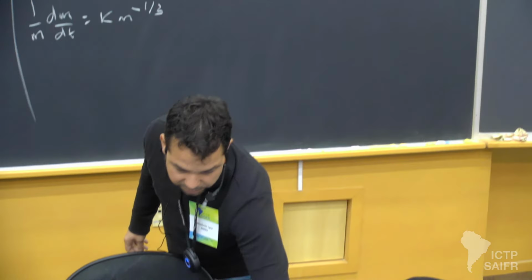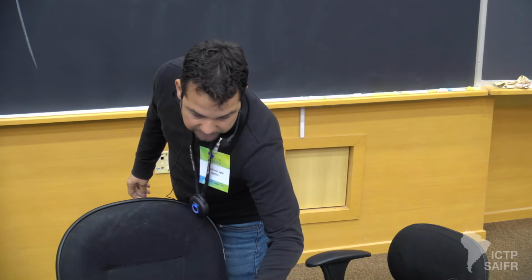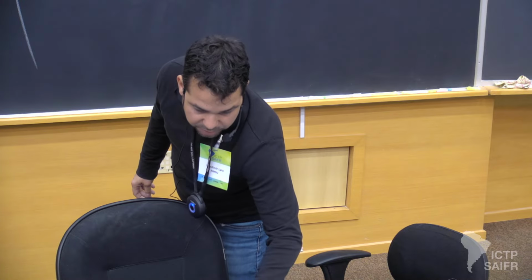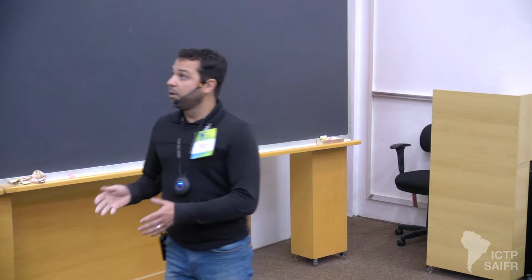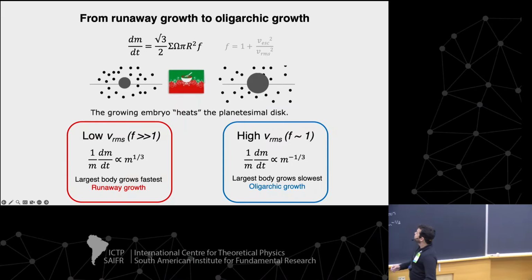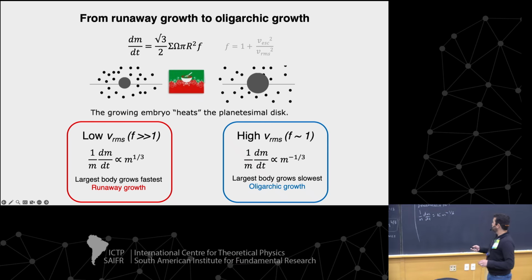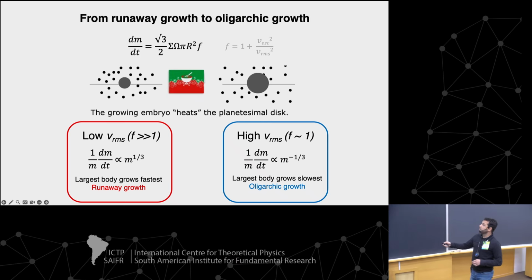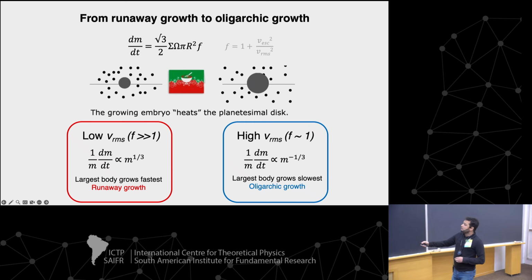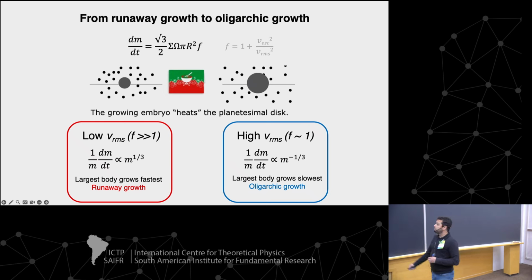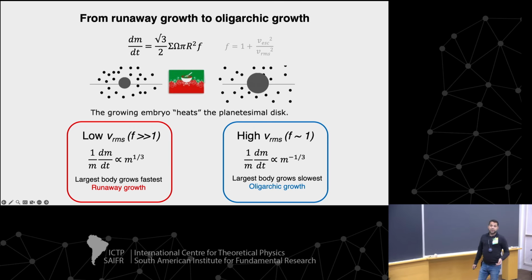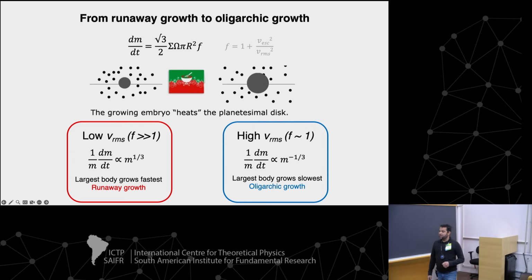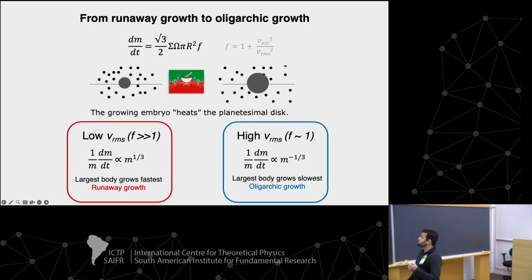So the situation here splits neatly into these two regimes. You have the regime of low RMS, which is for the dynamically cold. So that's this one here. The growth then is going to be proportional to the mass to the power of 1/3. That means that the largest body is growing the fastest, and then you have a runaway growth, right? The radius increases with time, and the largest body grows the fastest.